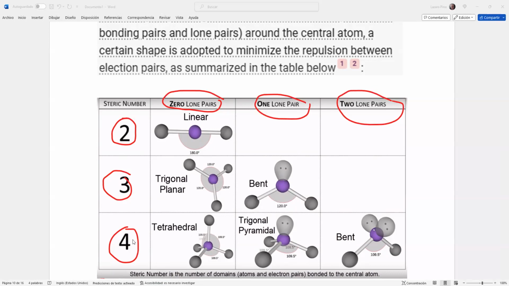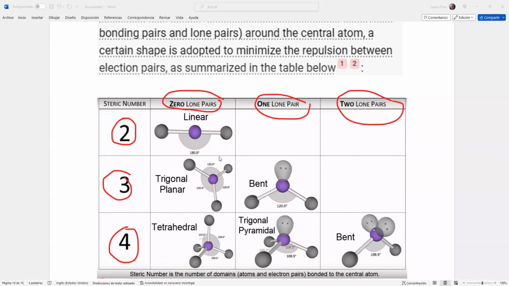In the case of four electron groups around the central atom, where you have one lone pair, the structure is trigonal pyramidal. It's like a pyramid, but you have this group of non-bonding or lone pair electrons. In the case of four groups of electrons around the central atom, but two of them are lone pairs, the best structure is the bent.